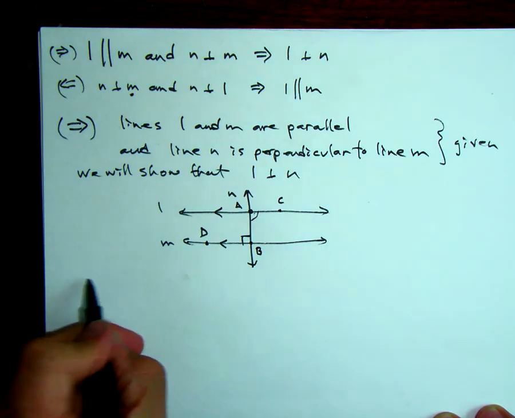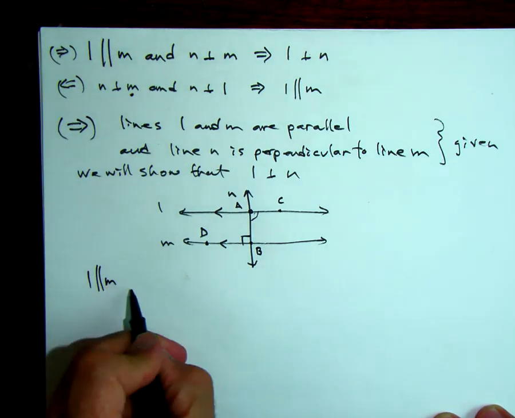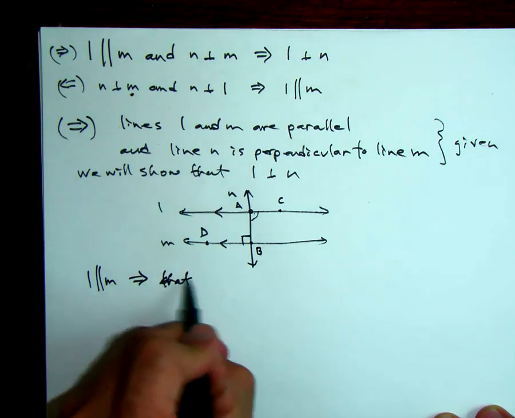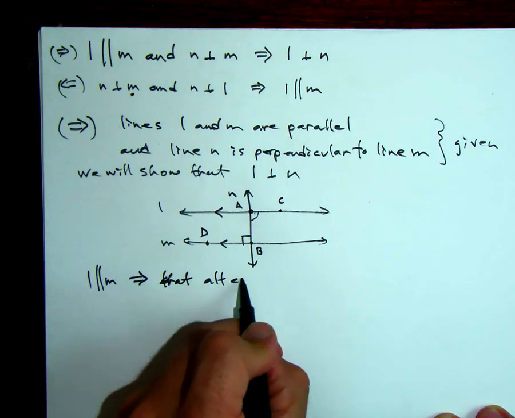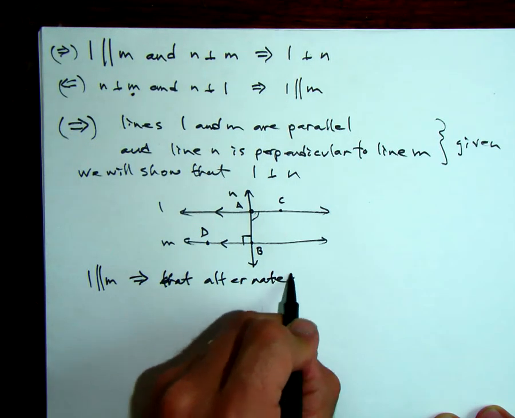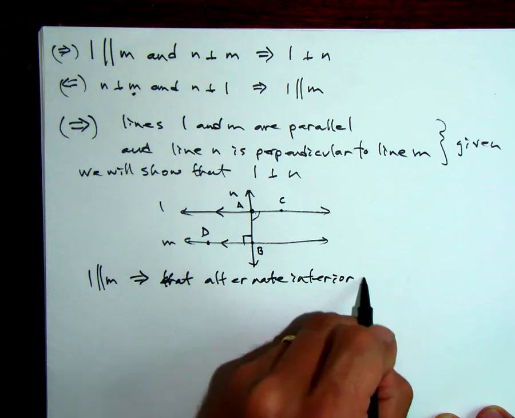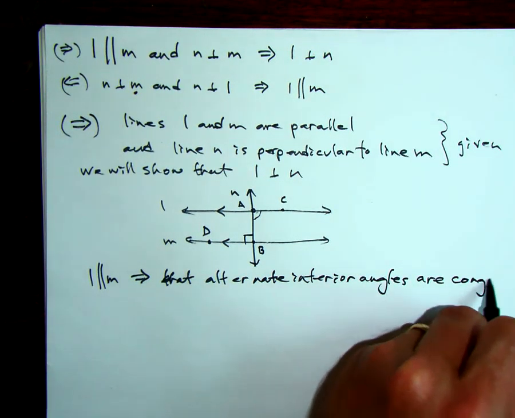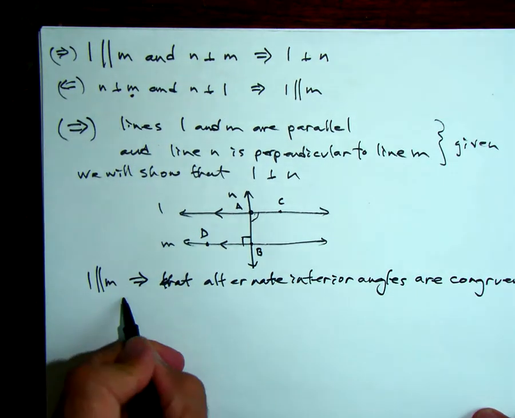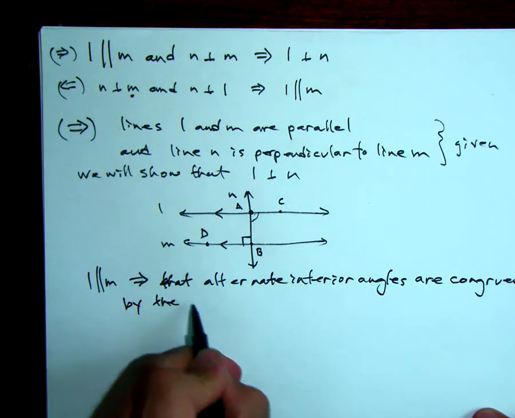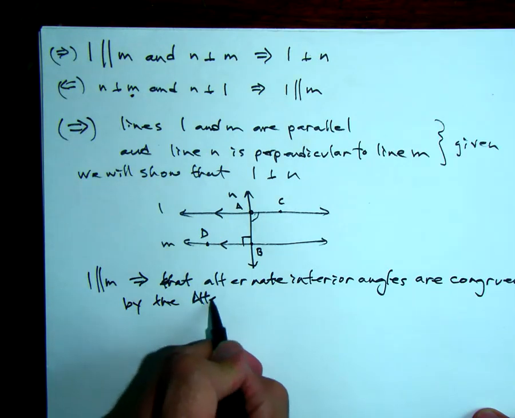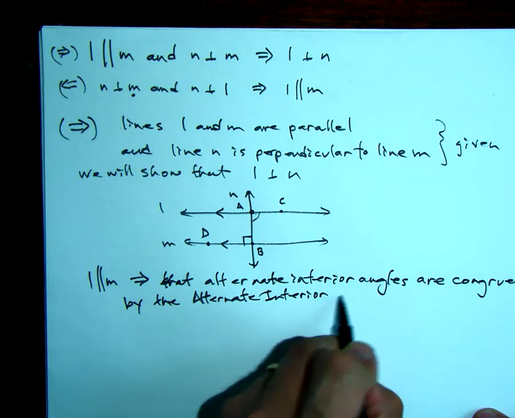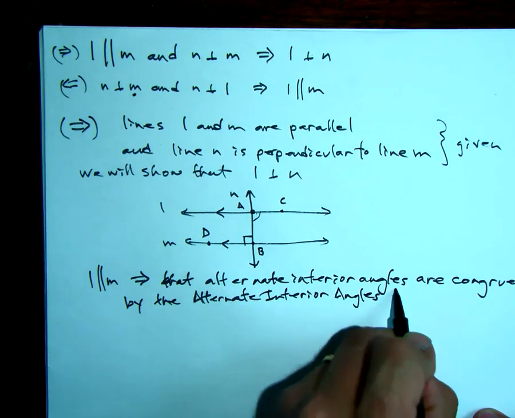we have that L is parallel to M. That implies that alternate interior angles are congruent by the alternate interior angles theorem.